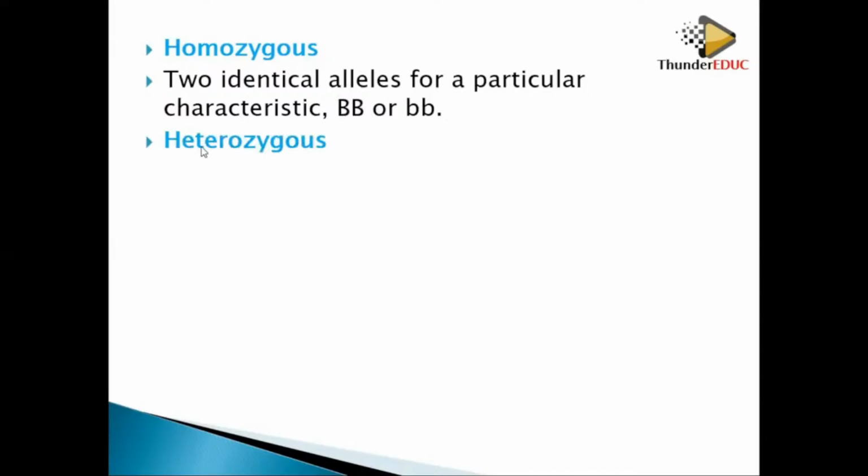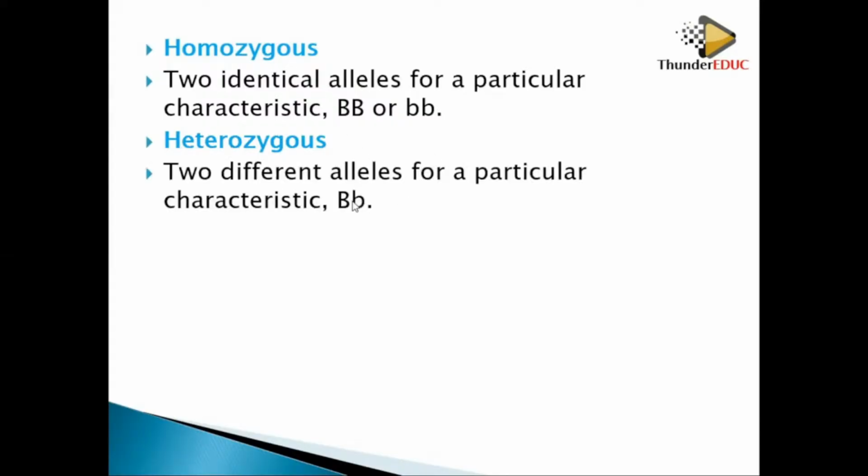When you say hetero, it means different. So the zygote has different kinds of alleles. For example, capital letter B and then small letter b. So they are different letters or different alleles.